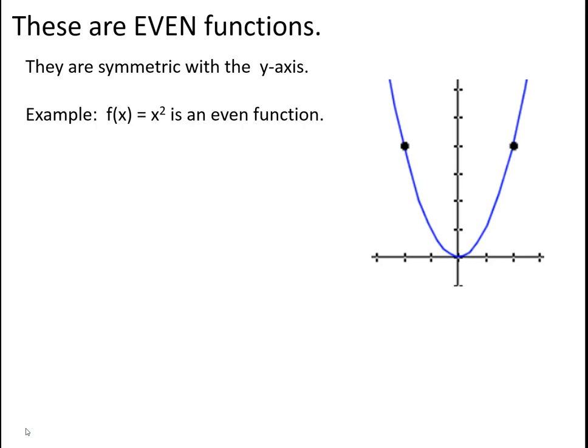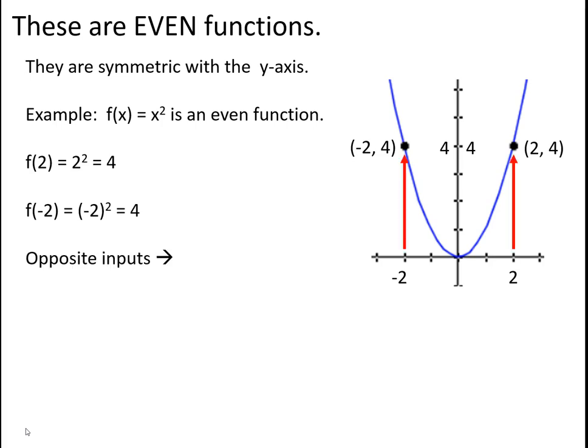For example, we have f of x equals x squared, the parabola you see in the graph. That is an even function. We know that f of 2 equals 2 squared, which is 4. We also know that f of negative 2 is negative 2 squared, which is also 4. So one characteristic of an even function is that opposite inputs give you the same output.